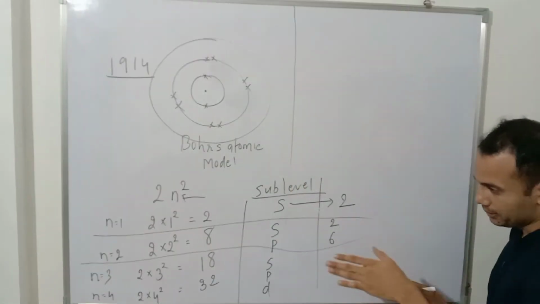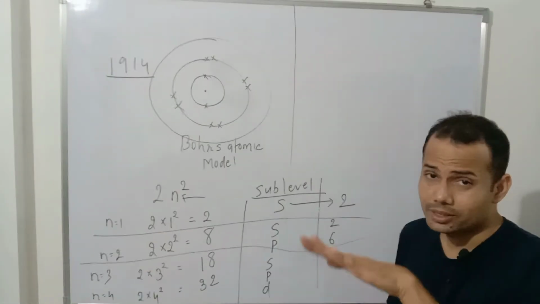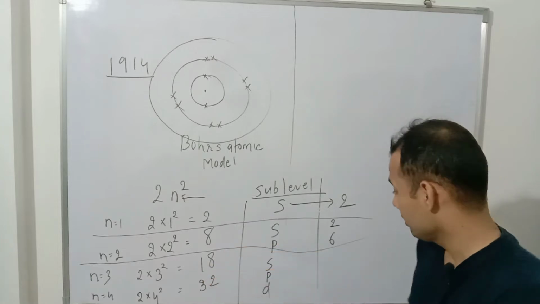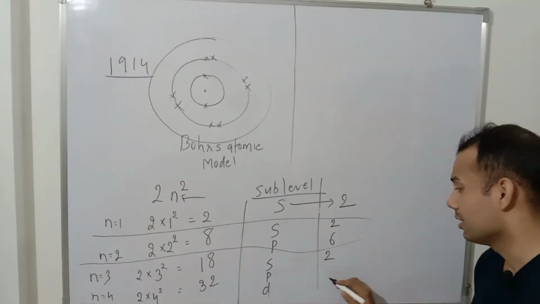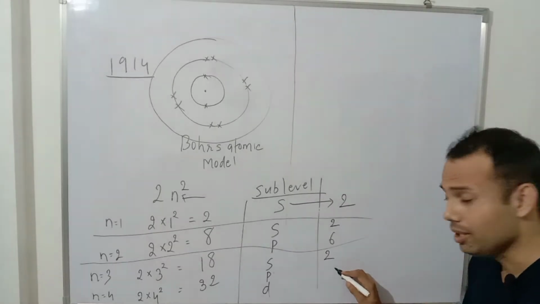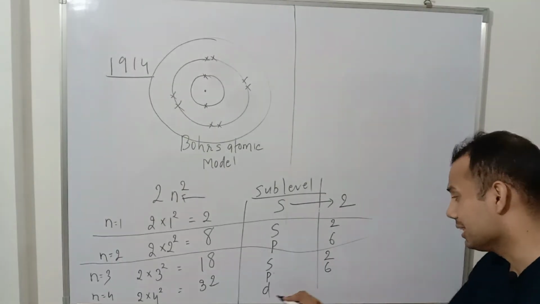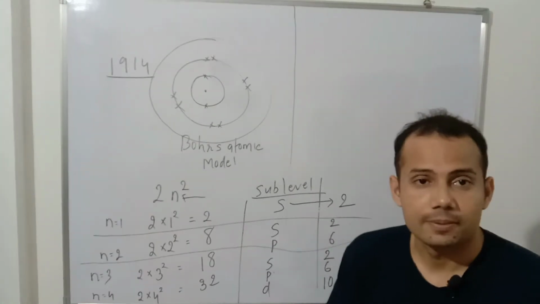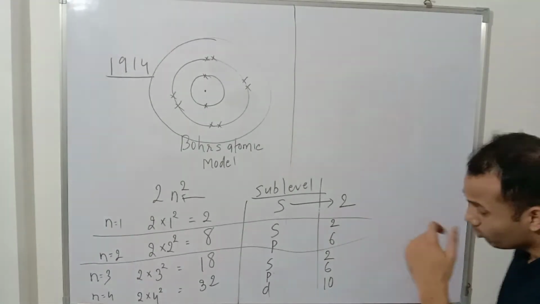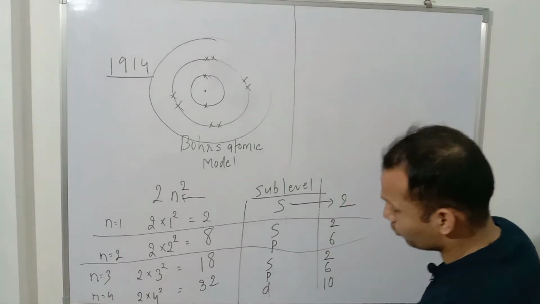Now the next one, n equal to 3. If I take n equal to 3, then it is splitting into 3 sub-levels, S, P, D. Now in S there are 2 electrons. In the P orbital or P sub-level there are 6 electrons, and in the D there are 10 electrons. So see this, total is coming 18.